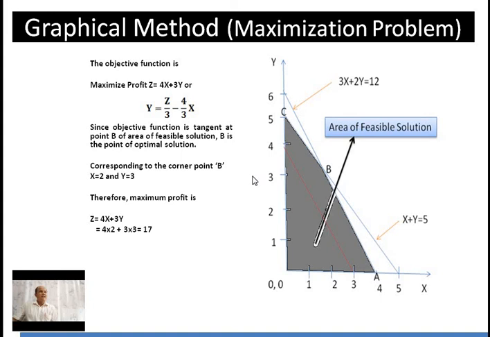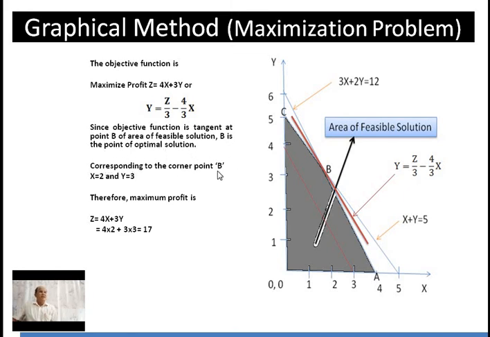See, this objective function is lying within this area. By shifting this objective function, we will get this curve. So this curve for the objective function becomes tangent at the point B of the area of feasible solution. Since the objective function is tangent at point B of the area of feasible solution, B is the point of optimal solution.